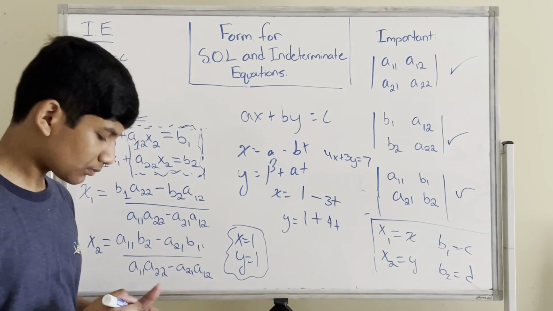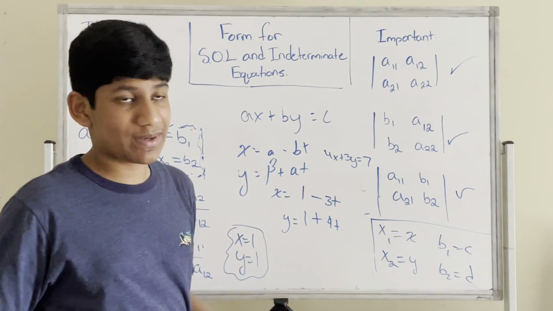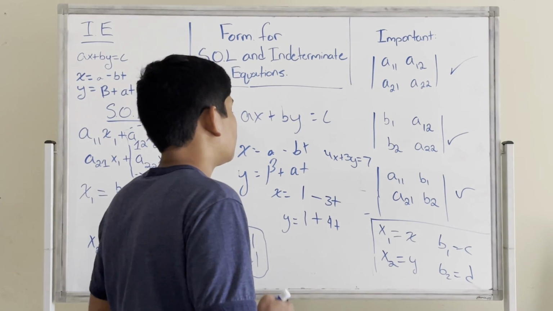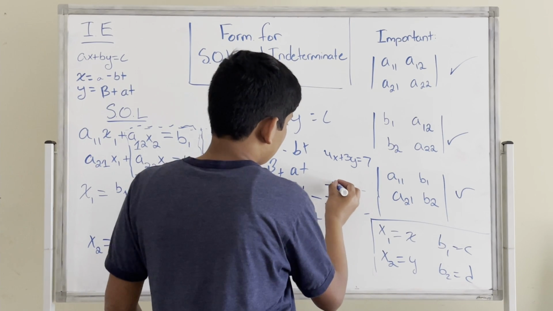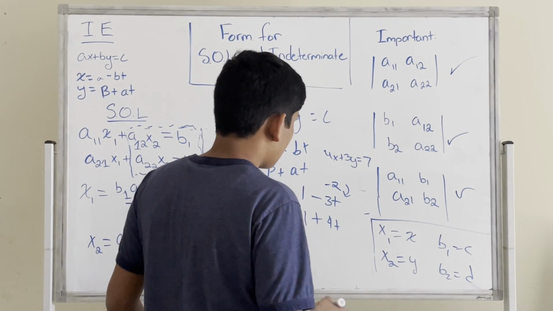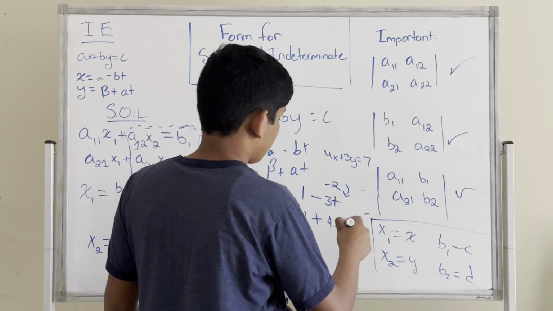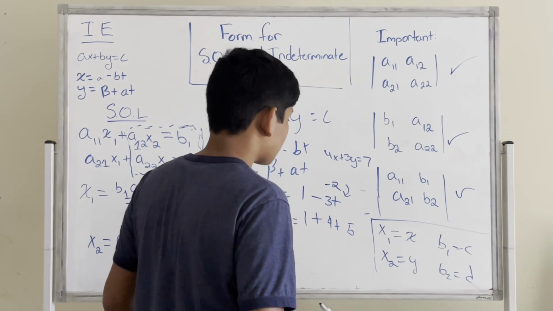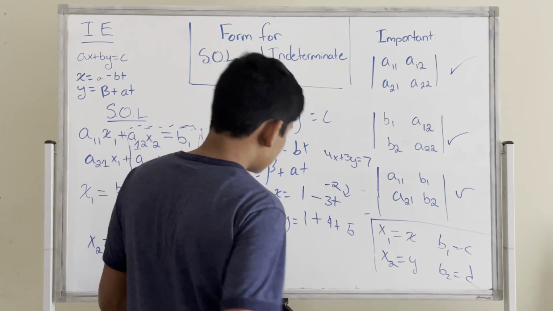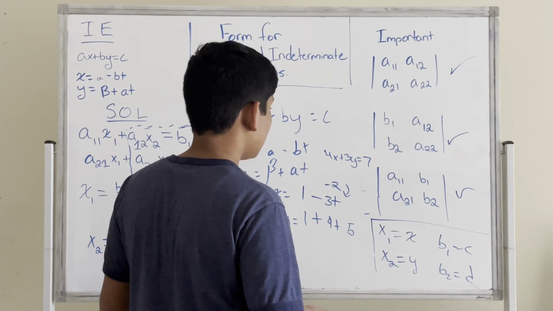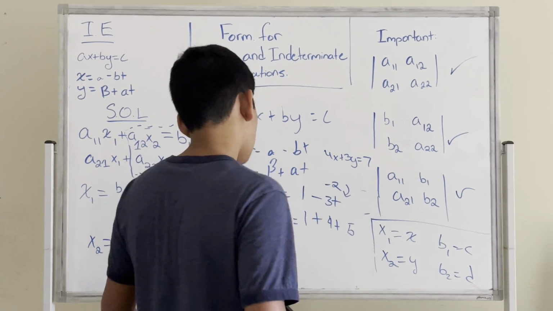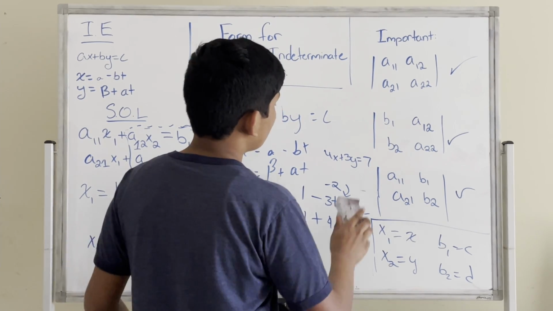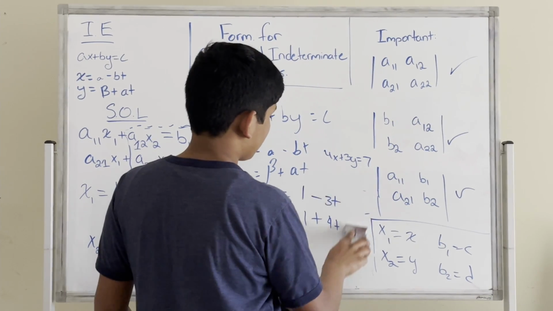Notice that t can be any integer we can plug in. So let's plug in 1. So 1 minus 3 is minus 2. 1 plus 4 is 5. 4 times minus 2 is going to be minus 8. 3 times 5 is 15. Minus 8 plus 15 is 7. It works. We can keep on plugging in integer values for t and get all the solutions that satisfy this equation.